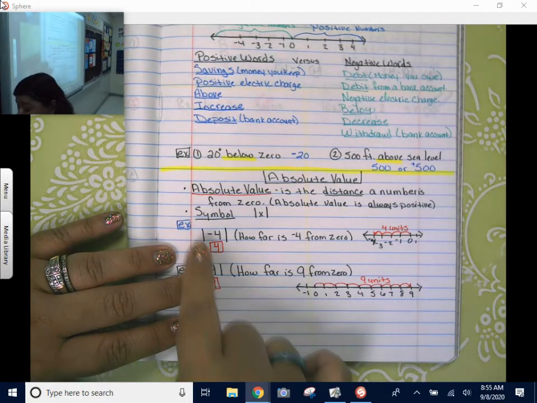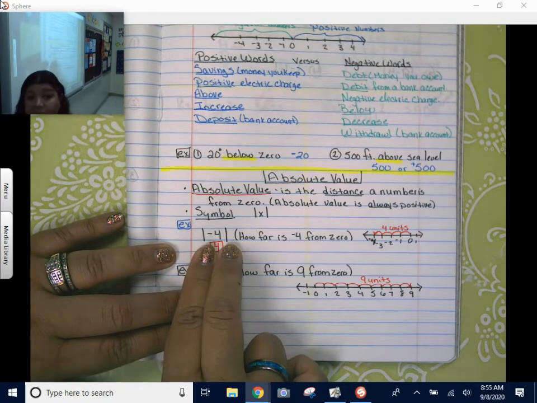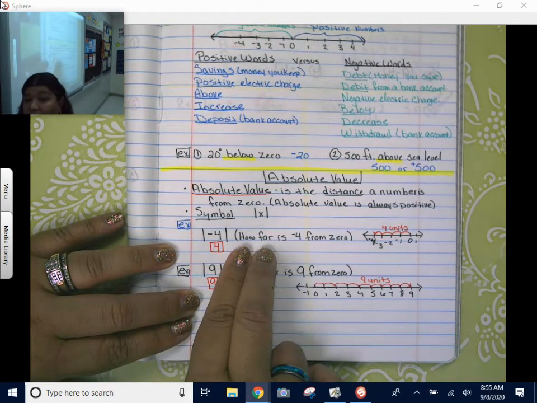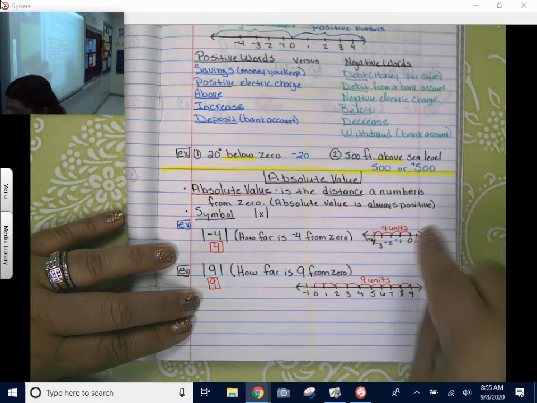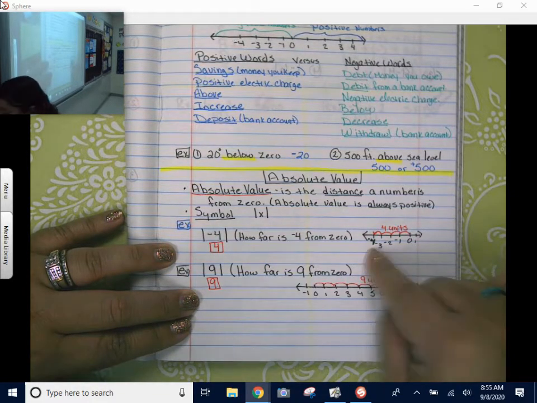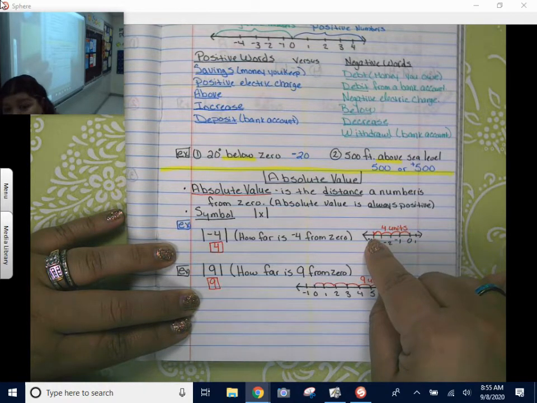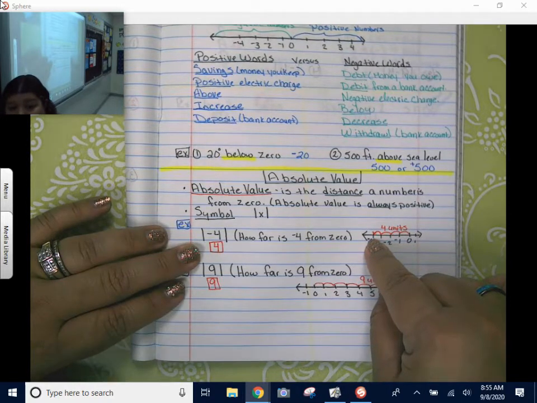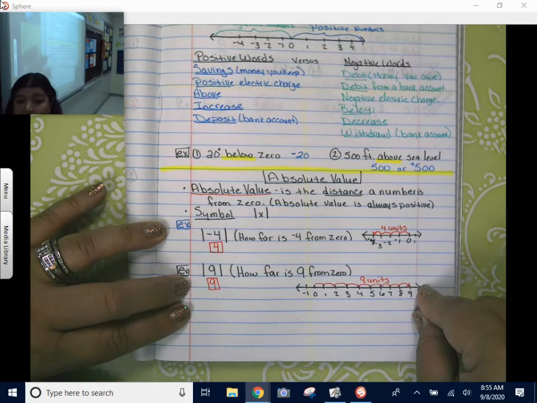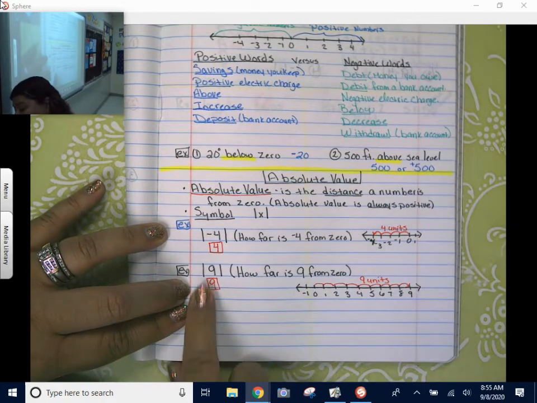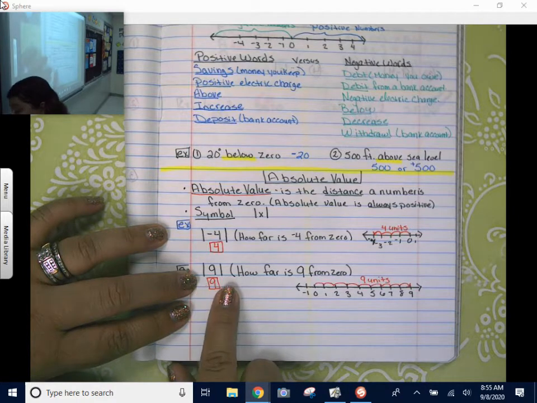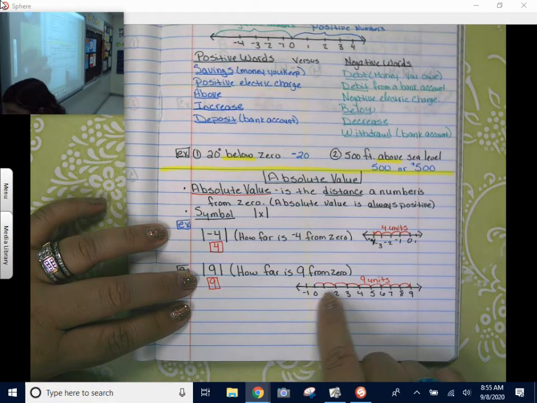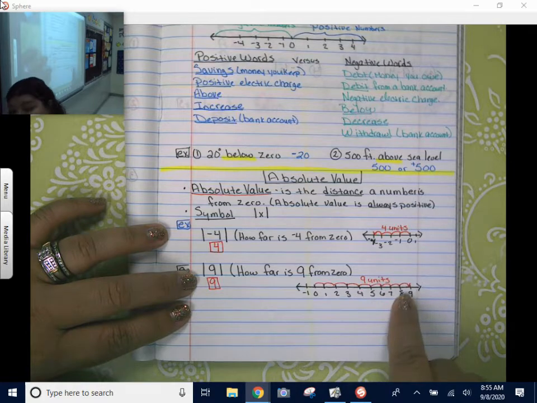So for example, if I see these two lines here and a -4, I'm really asking you how far is -4 from 0. So here's 0, here's -4. It is 1, 2, 3, 4 units away from the 0. So your answer would be 4. On the next example, this also means how far is the +9 from 0? So from 0, I count 1, 2, 3, 4, 5, 6, 7, 8, 9.